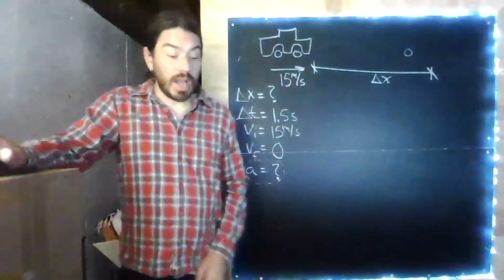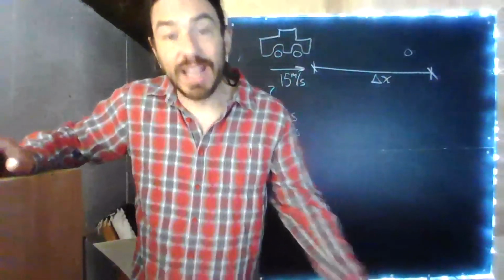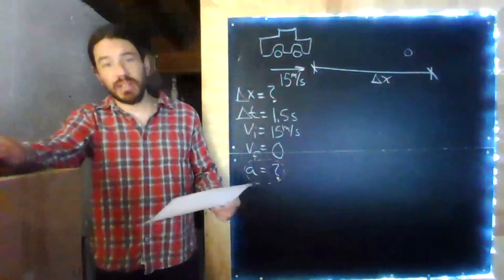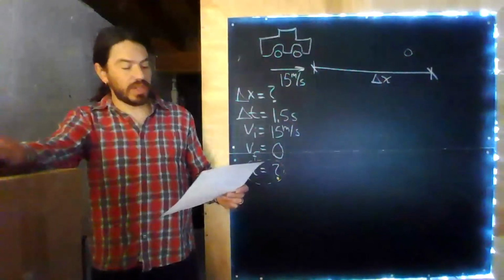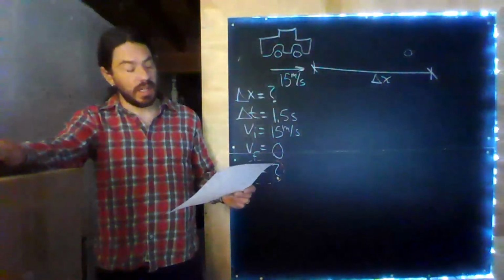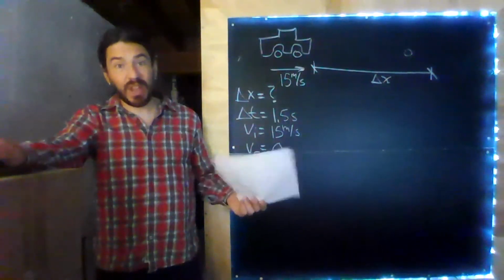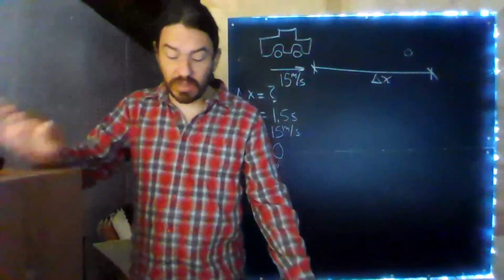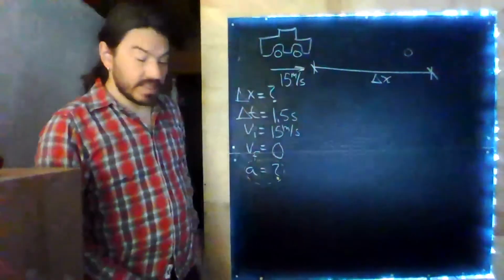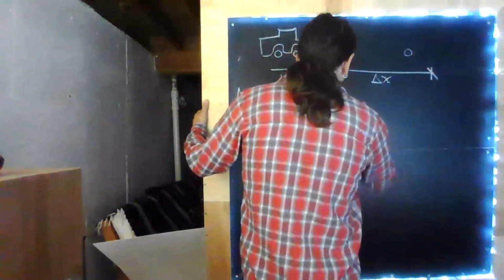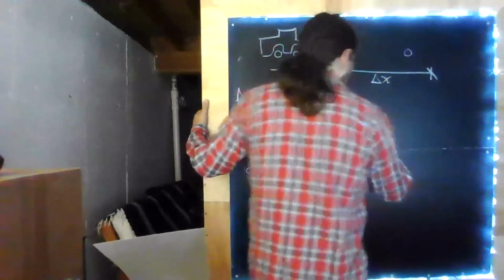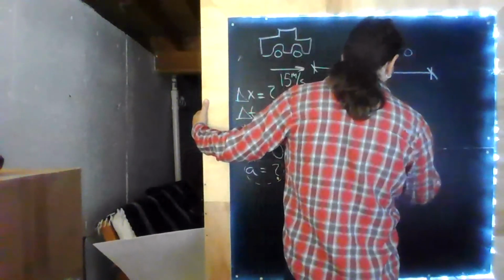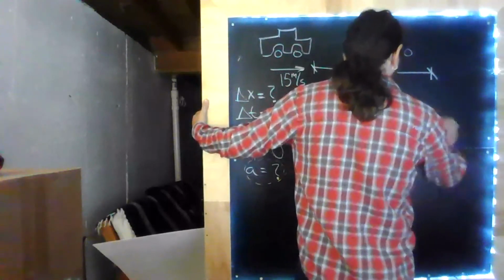Okay, so if I look at this, which equation does not have acceleration in it? That's our clue. Equation number 4 has no acceleration in it. And notice that it has 3 things we know and 1 thing we don't know. And we don't even have to do any algebra here because it's already solved for delta x. So delta x equals 1/2 times v initial plus v final times delta t.